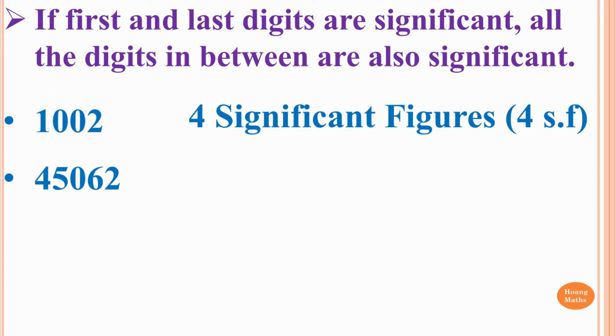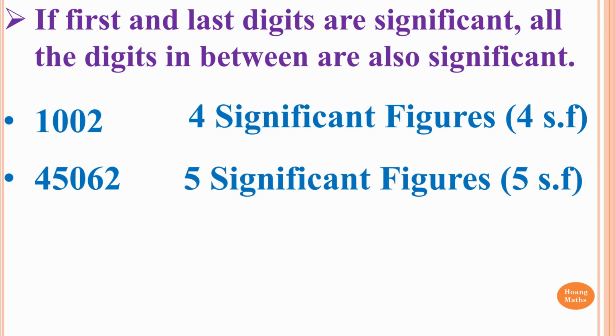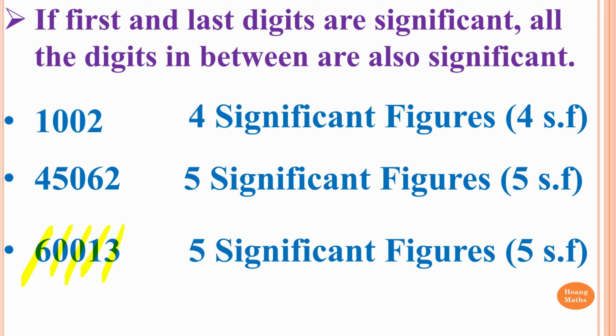Second example. We count the first and we count the last one. Any numbers in between must be counted as well. So 1, 2, 3, 4, 5. So we have 5 significant figures. This one here, we count this number 6 is significant and number 3 as well. Because we count the first and the last digit, any digit in between is also significant. So we have 2 already, 3, 4, 5. So again, we have 5 significant figures.